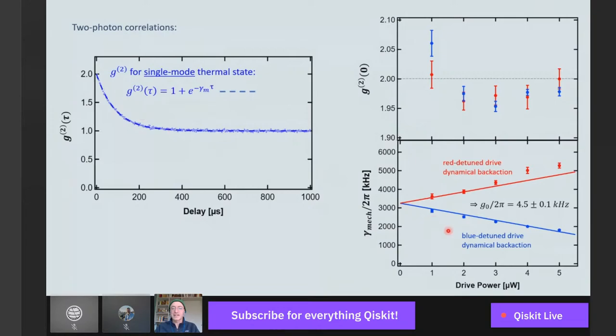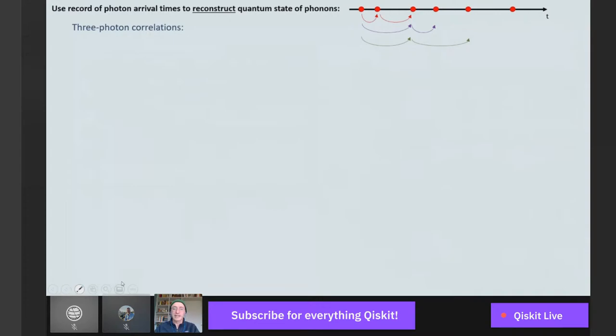And if we fit the exponential decay rates, the more intense laser light we send in, the bigger an effect there is of this optomechanical back action. And the simple linear fit gives out the coupling rate, which agrees very well with our independent measurements of this quantity. So all that's to say is the two photon statistics look very much like the two phonon statistics one would expect for an acoustic mode in its thermal state.